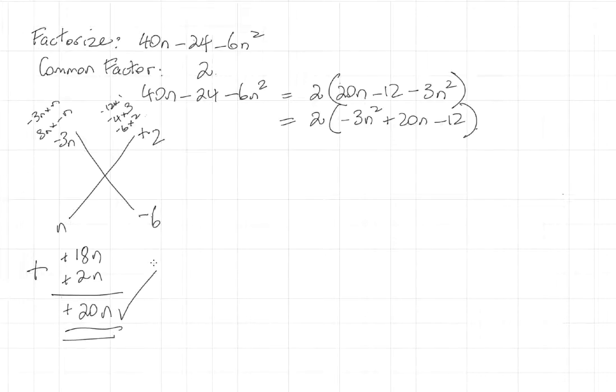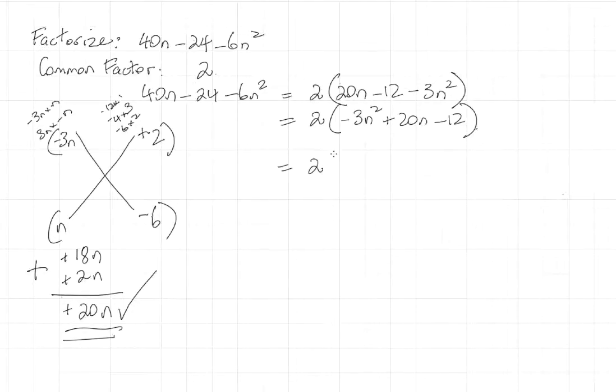Now I've got my 20n, which is correct, which is the middle term. A bracket around here, and a bracket around here. If I didn't get plus 20n, I'd have to try swapping those, and then if I still didn't get them by swapping everything here, I could go back and do the reverse and put the positive 3n there and a negative n there. So sometimes you've got to go through a number of combinations before you get to the right one. Okay, so this is 2.